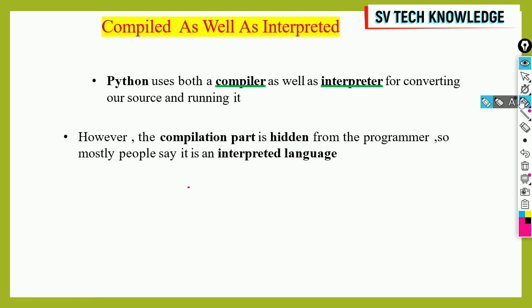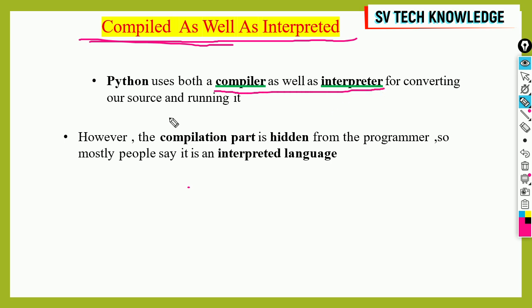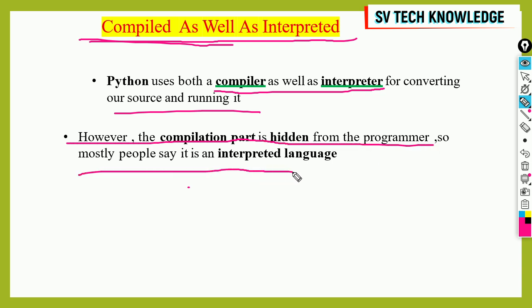And Python is compiled as well as interpreted. Almost all people think Python is an interpreted language, but Python uses both a compiler as well as an interpreter for converting the source code and running it. However, the compilation part is hidden from the programmer, so most people say it is an interpreted language, but internally it is compiled also.